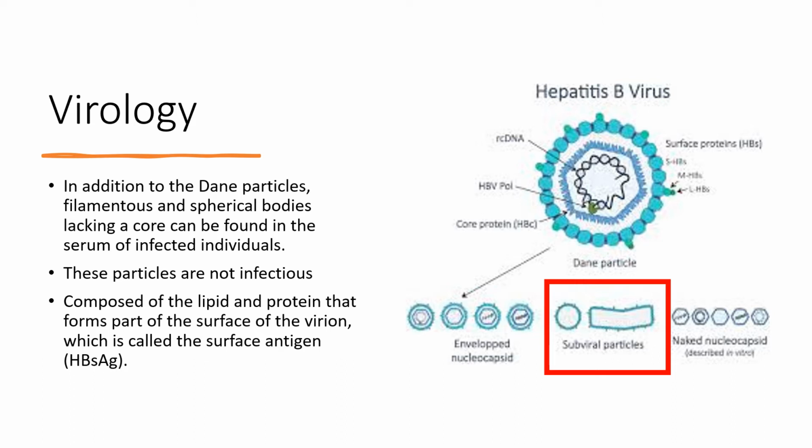So someone who's infected with hepatitis B has both the Dane particles, which are the infectious particles, as well as these subviral particles, which are just the outer coating of the virus, which are not infectious.